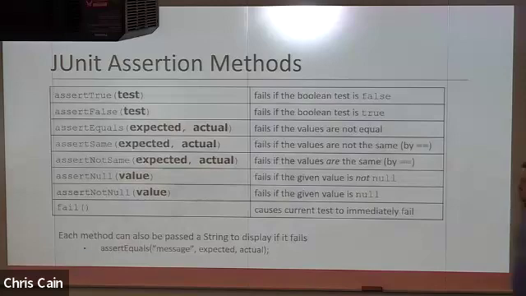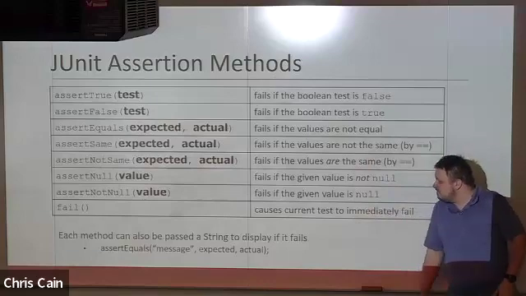You can also assert equals. So you pass it an expected value that is your own calculation of what the result should be. And then the actual will be some expression that calls your code to compare whether or not the expected value and the actual value are the same. So that will fail if these values aren't equal.